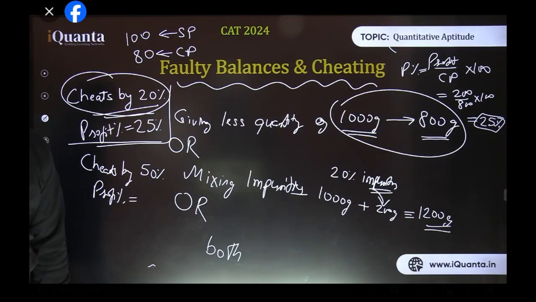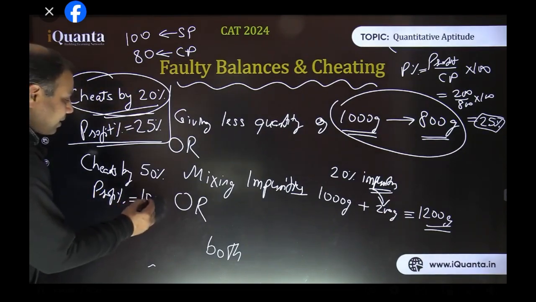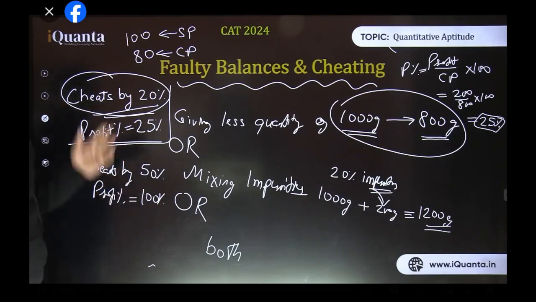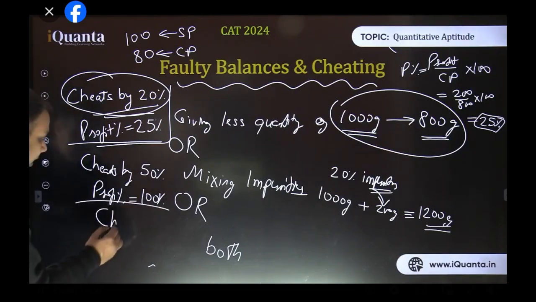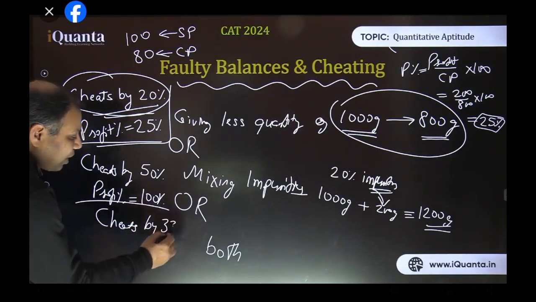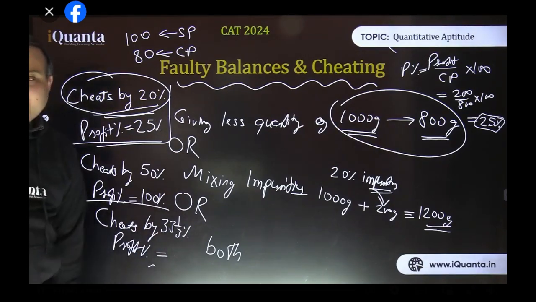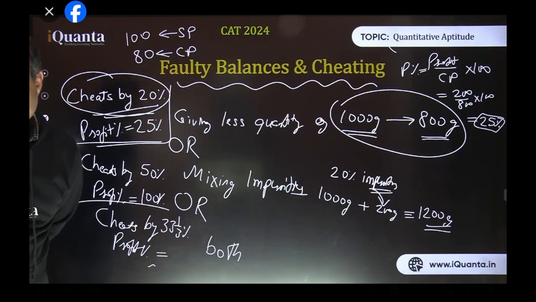Good. समझ में आ रहा है? If it cheats by 50%, then profit made is 100%. Why? Because he is charging 100 rupees for the goods worth rupees 50. 50 के सामान को 100 में बेच रहा है, डबल में बेच रहा है, 100% profit. One more. If a shopkeeper cheats by 33 1/3%, what is the profit percent made? Yes, 50%.